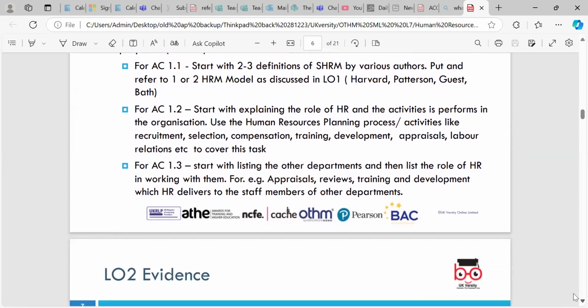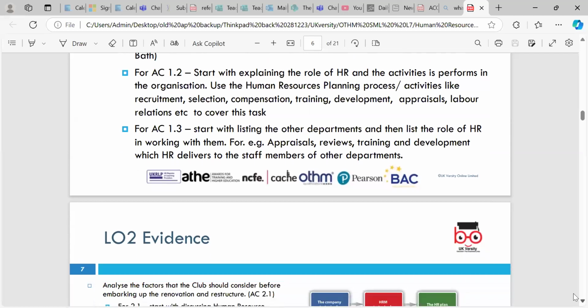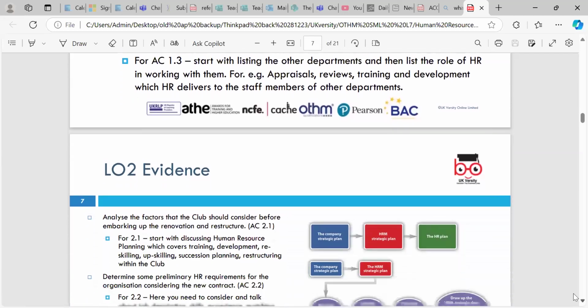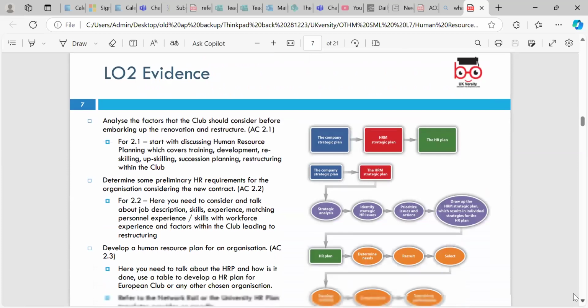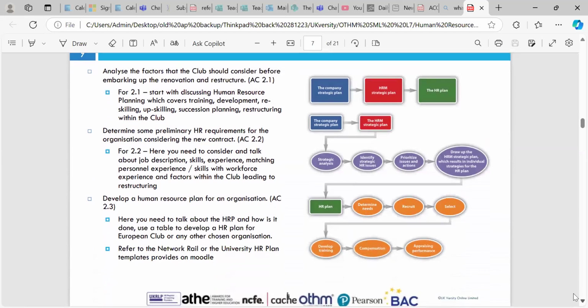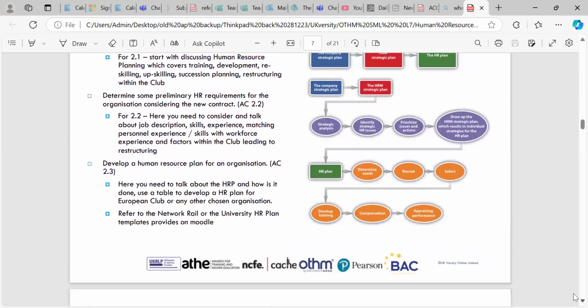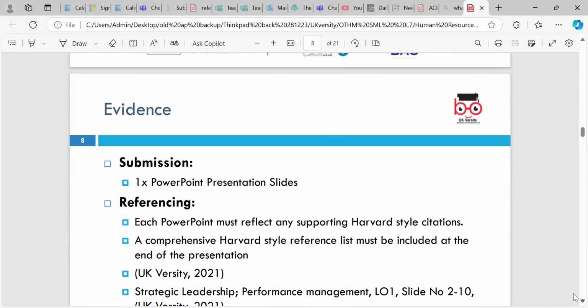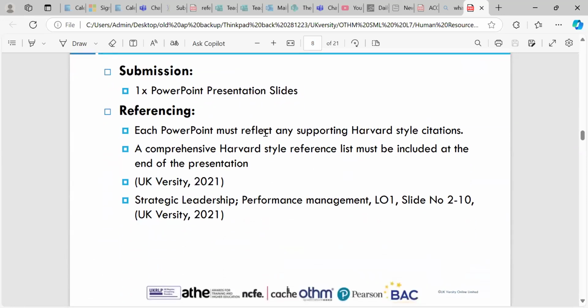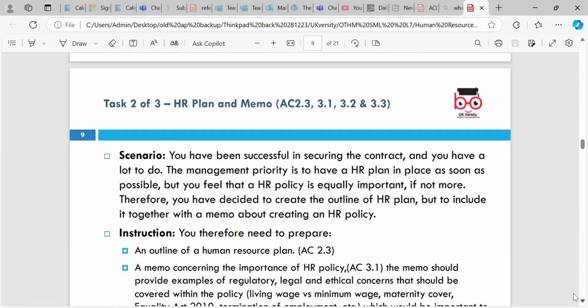1.3 is about appraisal, which is very important, along with training and development. What is the difference between the methods: on the job, off the job, and trend. Then move to 2.1, exactly the same way I just mentioned, and look around. That's your task. Then we have the guidance for task 2.